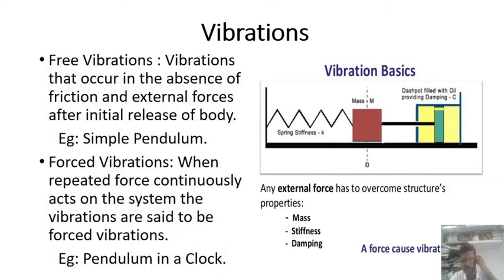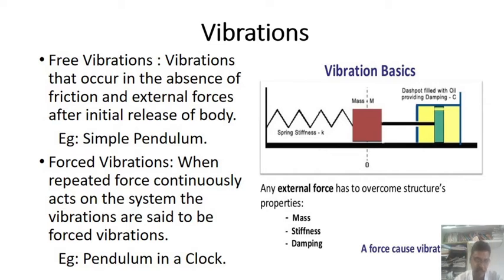In vibrations, two types are there: one is forced vibration and another is free vibration, also called damped vibration. First we come to free vibrations. Vibrations that occur in the absence of friction, as we can observe in the diagram. The vibrations that occur in the absence of friction and external forces after an initial release of the body, we call free vibrations.